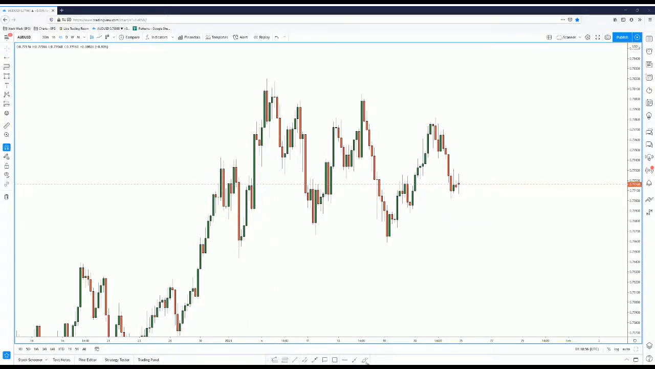So on the 4 hour we see the Aussie dollar actually making lower highs, right? However, at the same time, instead of making lower lows, it made a low here, it made a higher low, it made a slightly lower low, so it's sort of moving sideways.